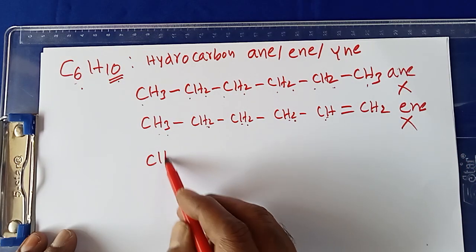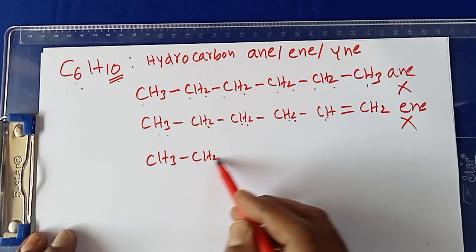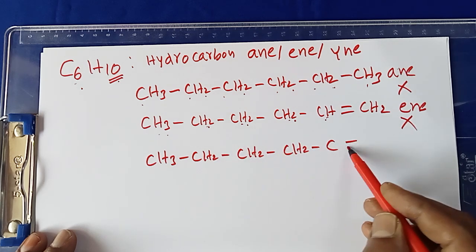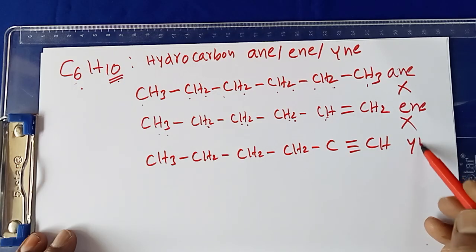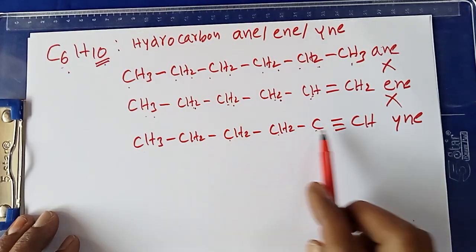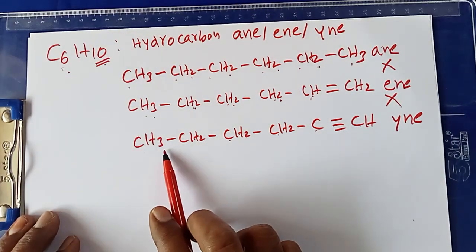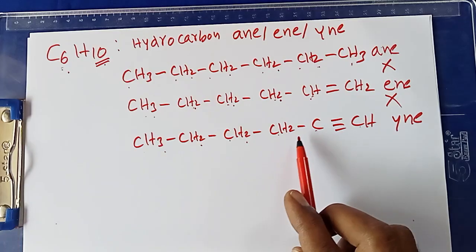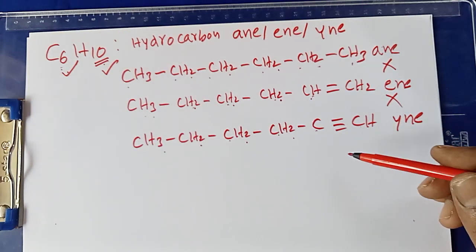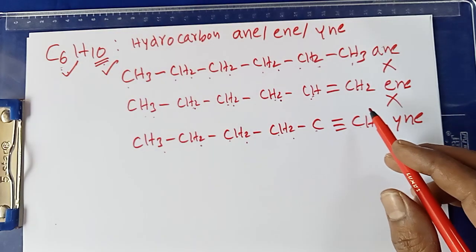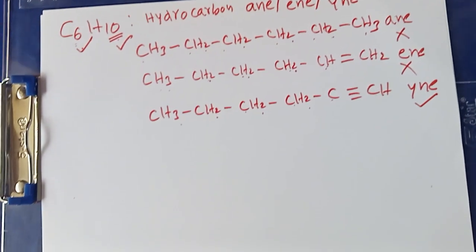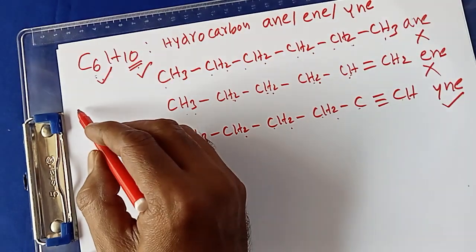Then alkyne, you write down CH3, CH2, CH2, CH2, C triple bond CH. This is the alkyne. So total how many carbons? 1, 2, 3, 4, 5, 6 carbons. Hydrogens how many? 3 plus 2, 5 plus 2, 7 plus 2, 9 plus 1, 10. So this is the practice, if you do not remember the degree of unsaturation. So alkynes are possible.